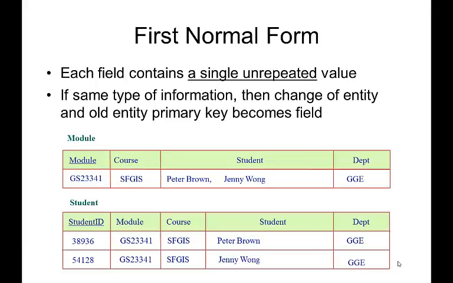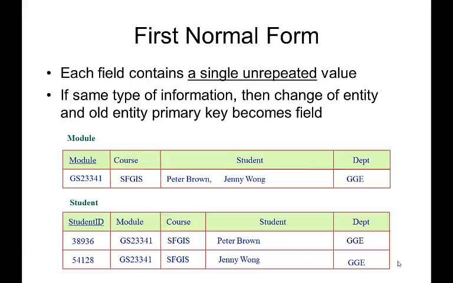The other situation is where each field contains a single unrepeated value of the same type of information. So this is a slightly different situation in our solution. Here's our initial table. It's believed to be a module table. So it's got a module code, it's got a course, and then we have a list of students. Now, of course, this is not a single unrepeated value. This is more than one repeated value. Students is a list. It's not an individual value.